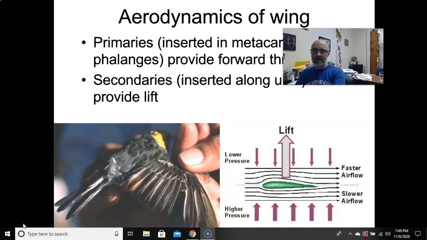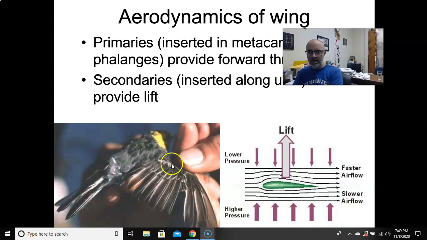And so we said that these feathers at the end of their wing, these are called the primaries, are the ones that provide the thrust, and then the secondary are the ones that provide the lift. Okay, and so let's see, if we look, the secondary feathers are attached along the ulna, and then the primaries are actually attached to what would be our hand and finger bones.